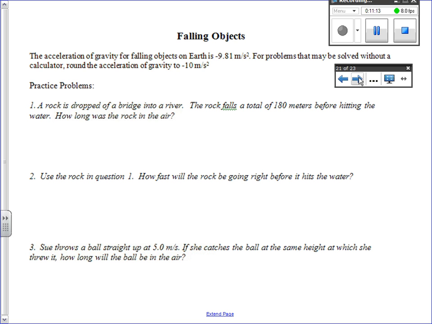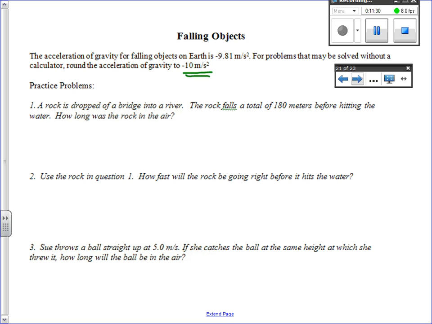Okay, let's finish up with some sample problems with falling objects. We're going to use the same four kinematic equations, but we're going to use some assumptions, and the biggest assumption is going to be that the acceleration of gravity is negative 10 meters per second squared. Here's practice problem number 1.